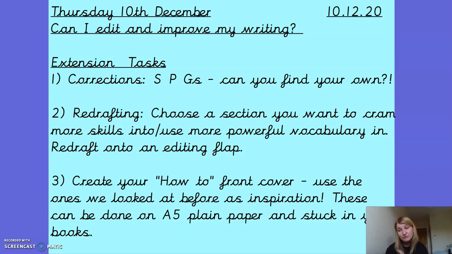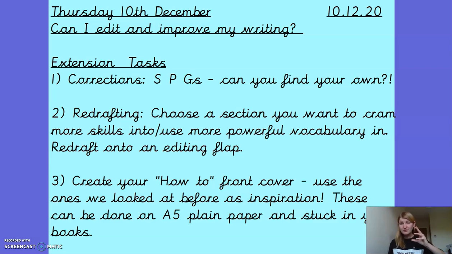Next thing you could do, if you move on to redrafting, remember that's when we take a little bit of our writing and we make it even better. It might be that we upscale our vocabulary that we're using. It might be that we have a look and we realise our sentence structure is all the same, or we're using the same sentence starters and it's just a bit boring. So have a think about how you might want to rewrite.